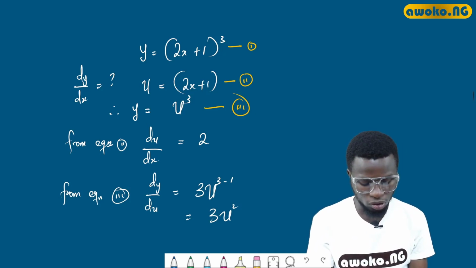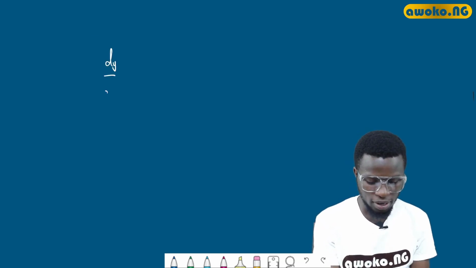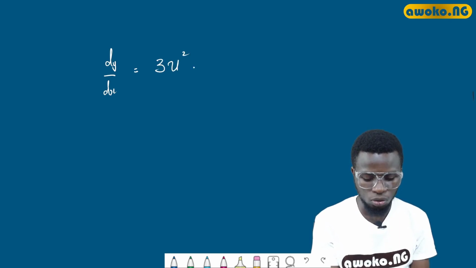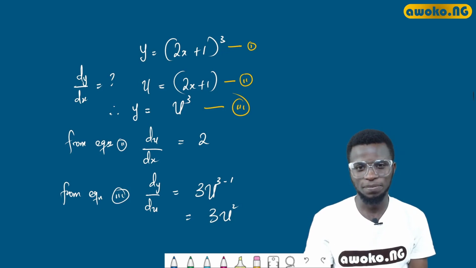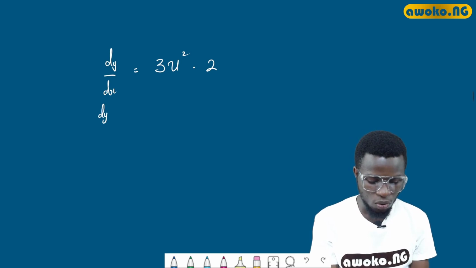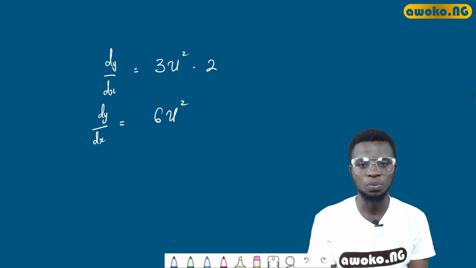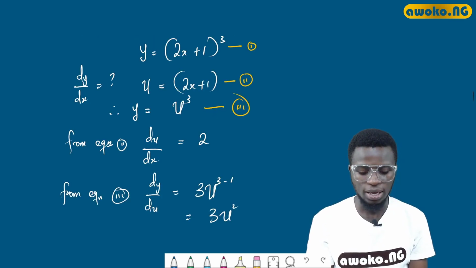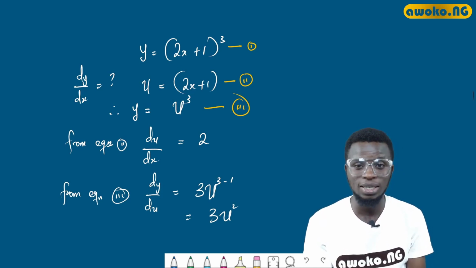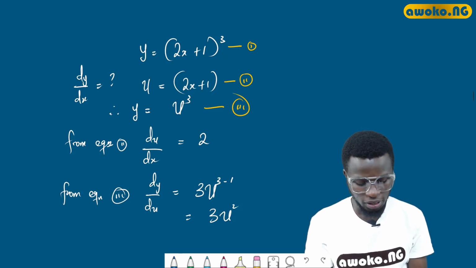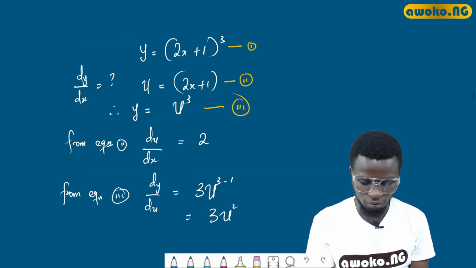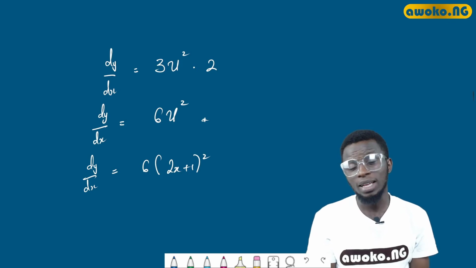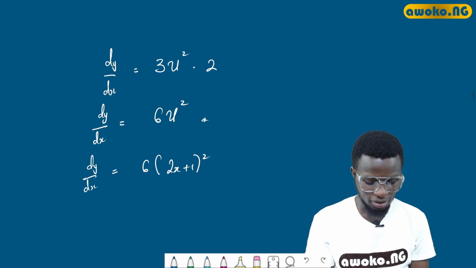Now, we already know that dy/du is equal to 3u raised to the power of 2. So dy/dx is equal to 3u raised to the power 2 times 2, where 2 is du/dx. So if we compute this, we'll have that dy/dx is equal to 6u raised to the power of 2. And from our initial assumption, we said let u be equal to 2x plus 1, that is what is in the bracket, as seen from equation 2. If we substitute that value, we see that dy/dx is equal to 6 times (2x plus 1) raised to the power 2. Let me confirm. Yes, (2x plus 1) raised to the power of 2. And that is our final answer.